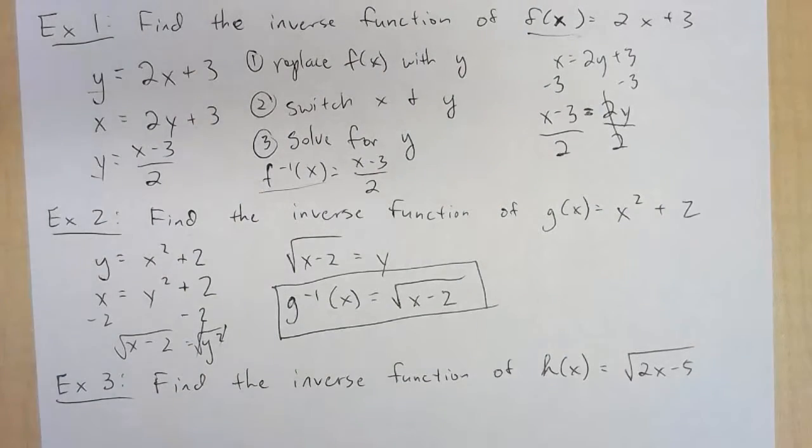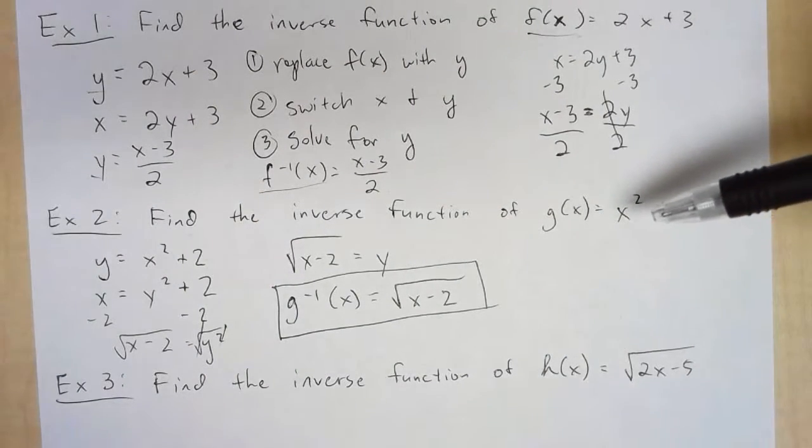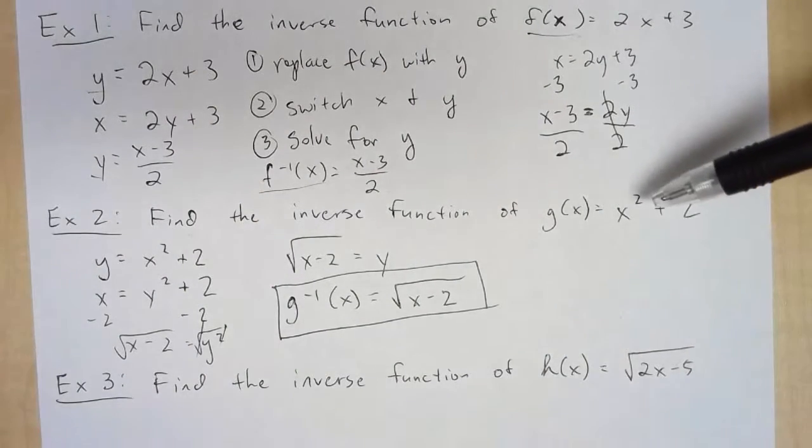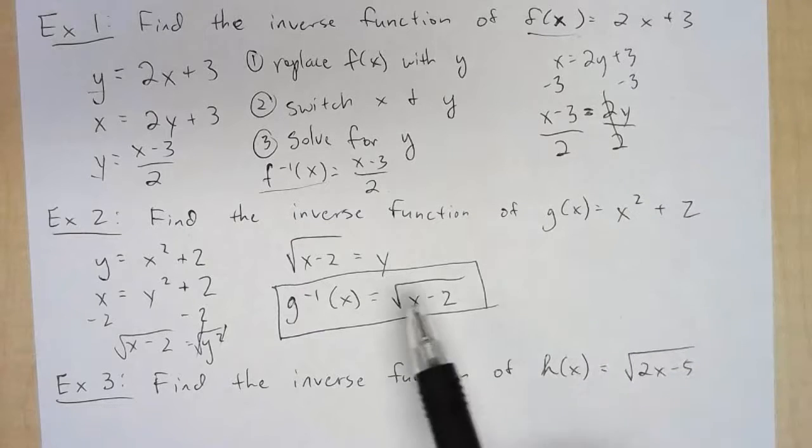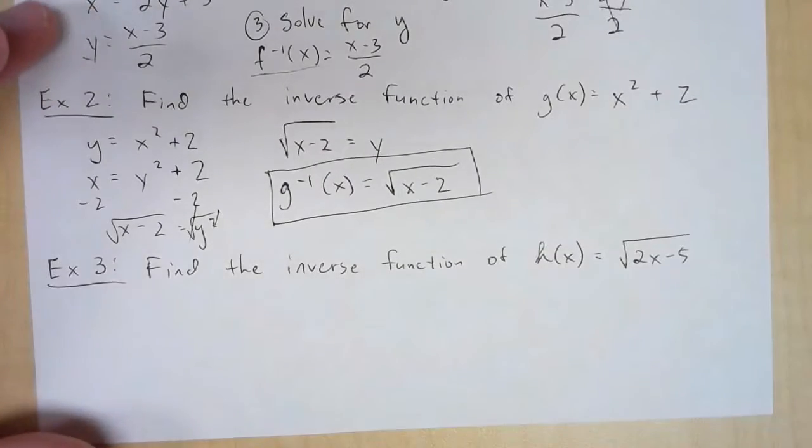And we could just check by plugging a number in. Let's just check, I don't know, 0. 0 squared is 0, plus 2 is 2. 2 minus 2 is 0. Square root of 0 is 0. So it works. Okay. One more example of finding the inverse function.